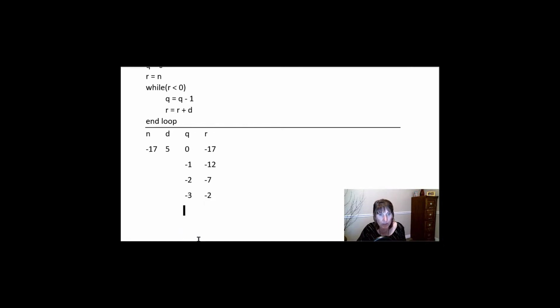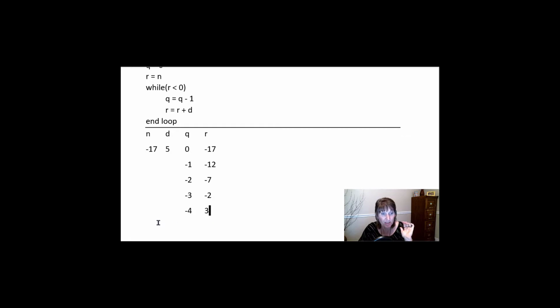We're going to subtract 1 from q. So we're going to get negative 4, and we're going to add 5 to the remainder. So if we take negative 2 and add 5, we get 3. Now we ask the question, is 3 less than 0? It's not. So now we stop our loop and we're done. And so what we ended up with is that when we take negative 17 and we divide it by 5, we get negative 4 with a remainder of 3.